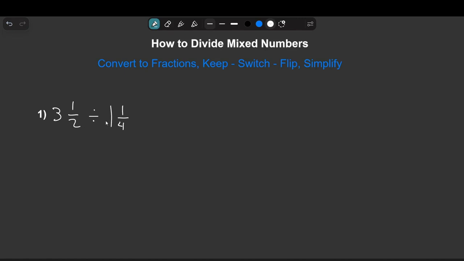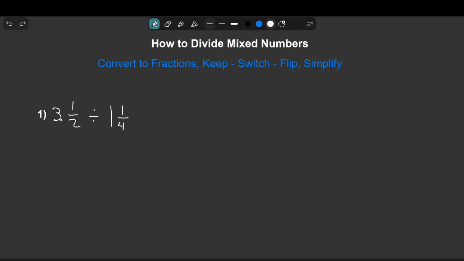3 1/2 divided by 1/4. So the first thing we have to do is convert both of the mixed numbers to fractions. You can see I wrote the 3 steps here, and we're going to follow these 3 steps to get the final answer pretty easily. So the first thing we do is we convert to fractions. To convert them to improper fractions, we have to do a little method here.